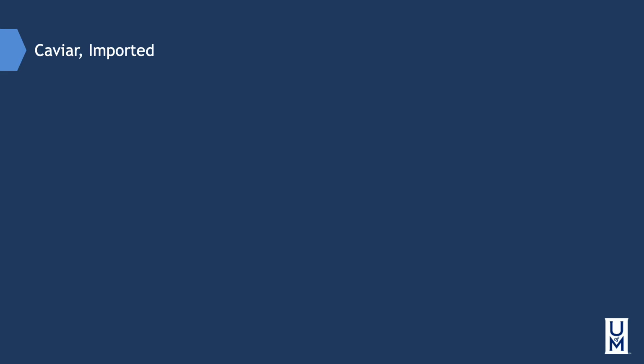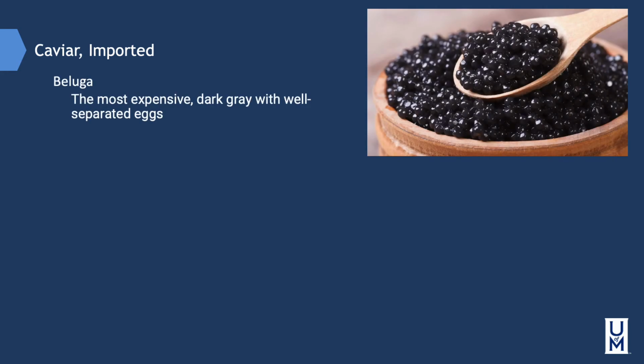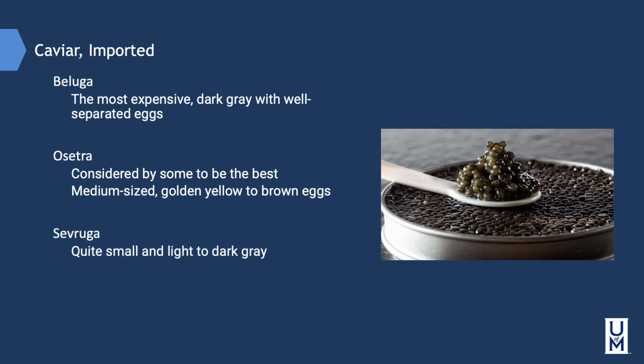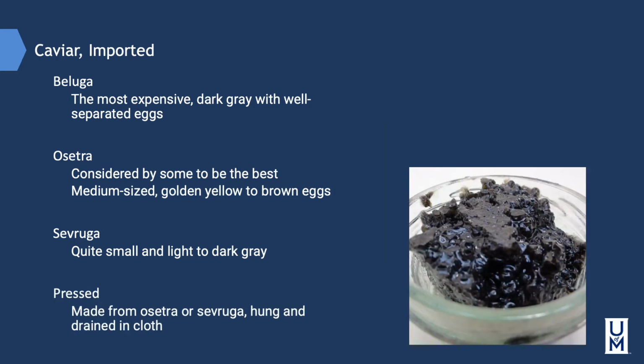Caviar that's imported comes in several different styles and different quality grades. Beluga caviar is the most expensive. It's dark gray with well-separated eggs. Osetra is considered by some to be the best, medium-sized, golden yellow to brown eggs. Sevruga, which is quite small and light to dark gray. And pressed caviar is made from Osetra or Sevruga, hung and then drained in a cloth.